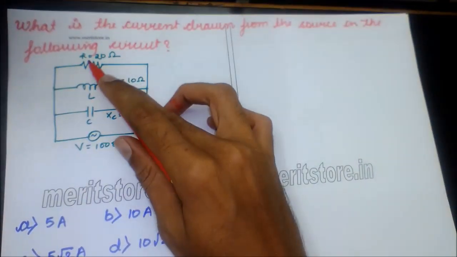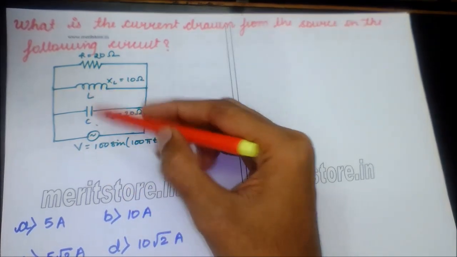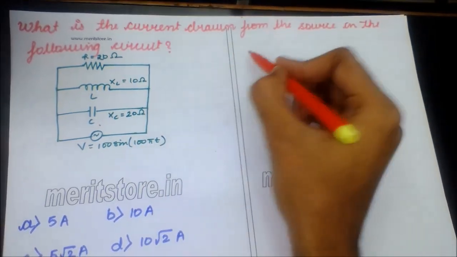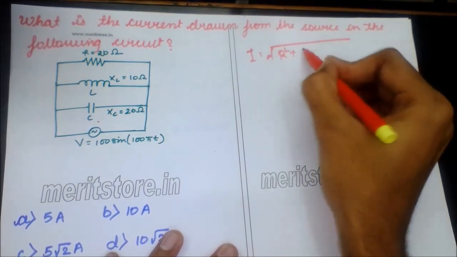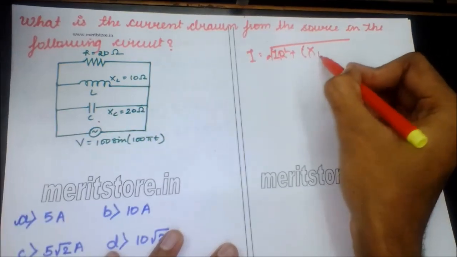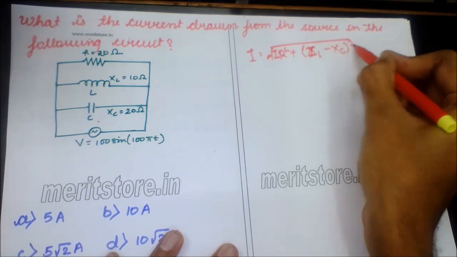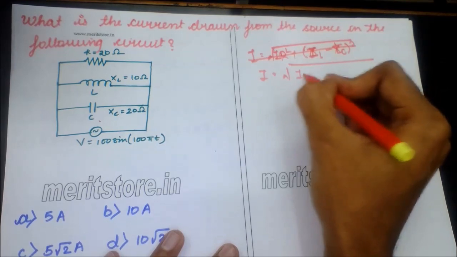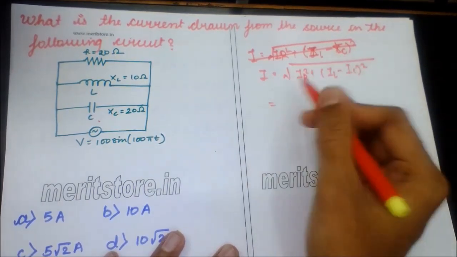That will be the current through R, current through L, and current through C. But because the directions are opposite, we subtract the currents through the capacitance and the inductance, and then square them. So the formula is I equals the square root of IR squared plus (IL minus IC) the whole squared. Okay, I'll write it again: I equals under root IR square plus IL minus IC the whole square.